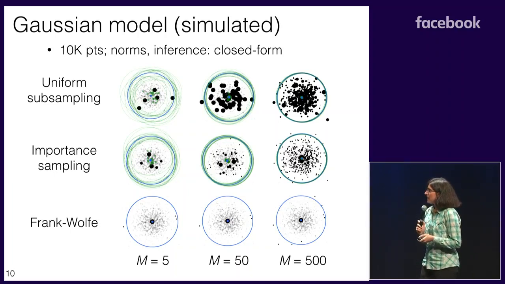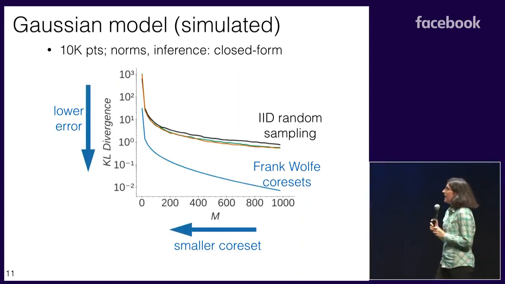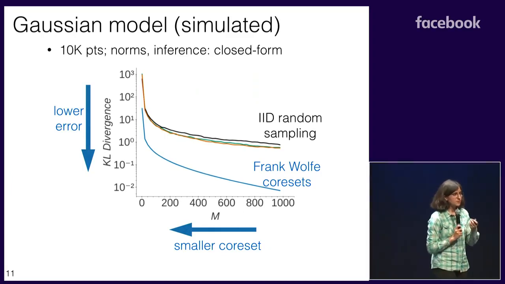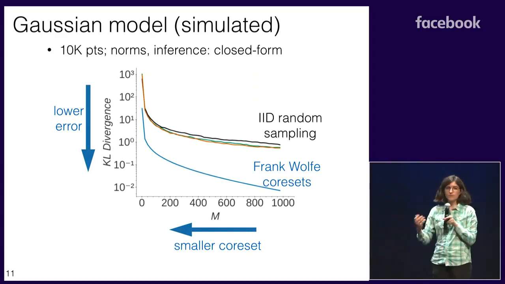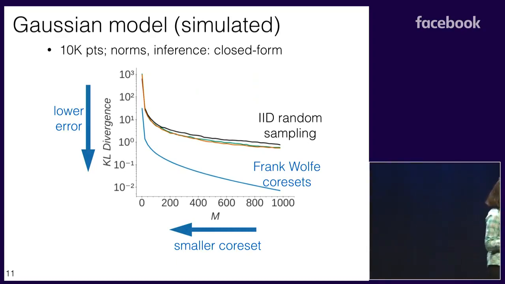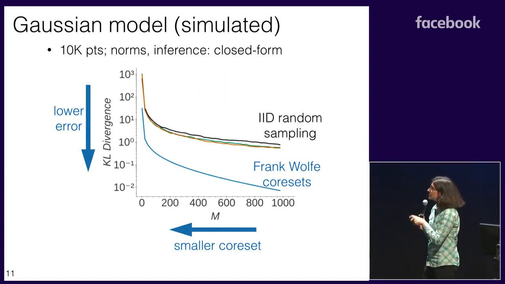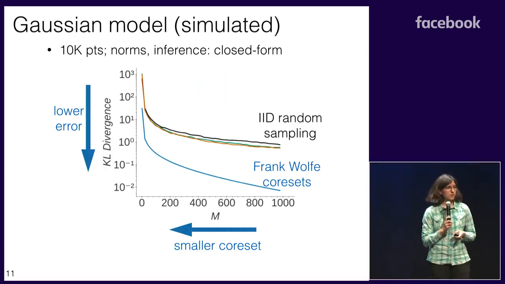Okay, so we can look at other examples. Oh, let me first say, another nice thing about this example is that we can calculate the actual KL divergence between the approximating posterior and the exact posterior, because everything's closed form here. And so we can see that, in fact, for any number of core set points, if we try any form of IID random sampling, like uniform subsampling or importance sampling, we're going to be getting orders of magnitude worse in terms of KL divergence, so this is a log scale, than if we use these Frank-Wolfe core sets.